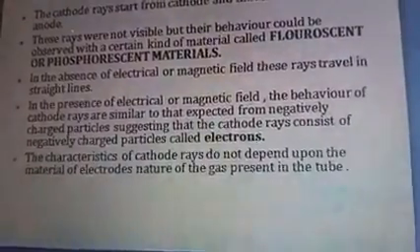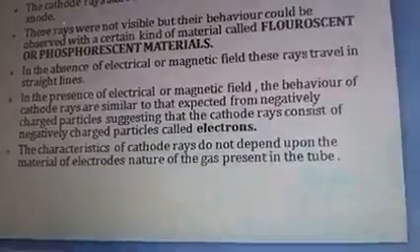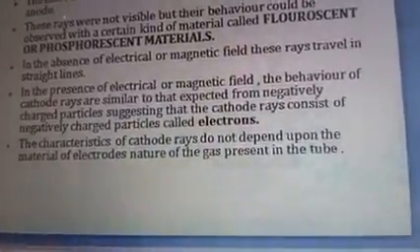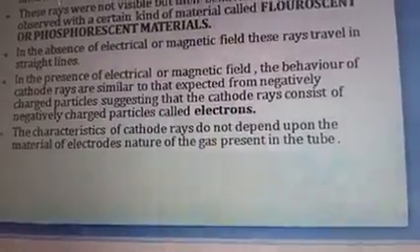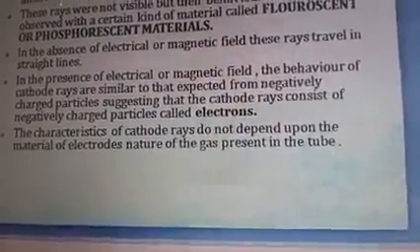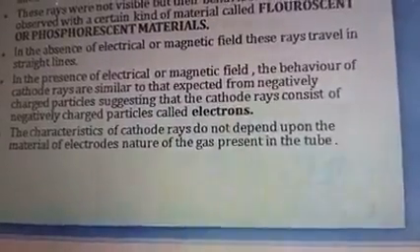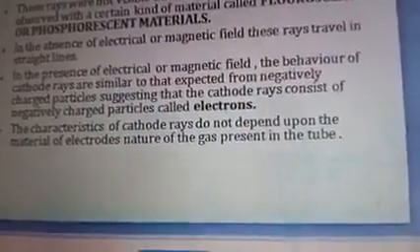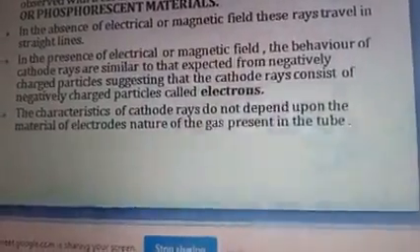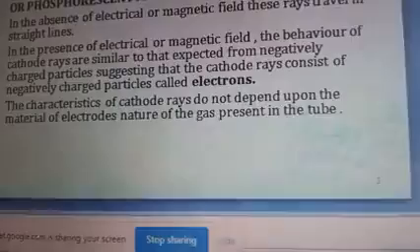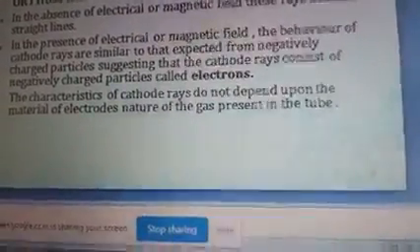Again, in absence of an electrical or magnetic field, this ray travels in a straight line, but in presence of an electrical or magnetic field, the behavior of the cathode ray is similar to that expected from a negatively charged particle, suggesting that the cathode ray consists of negatively charged particles, and later on J.J. Thomson called this cathode ray an electron. Again, the characteristics of the cathode ray do not depend upon the material of the electrodes or the nature of the gases present in the tube.